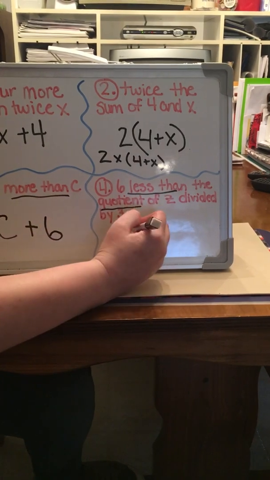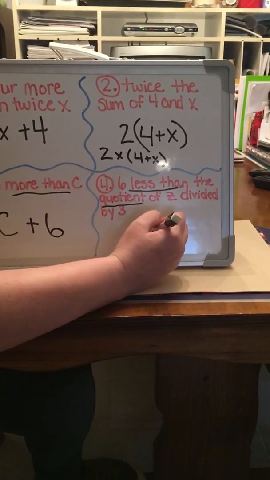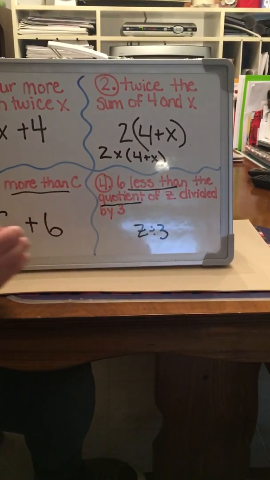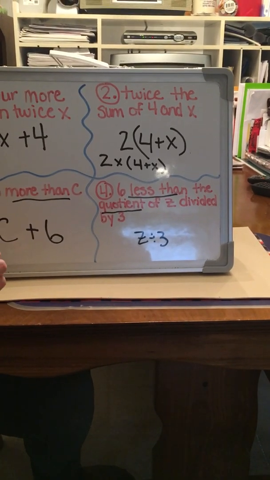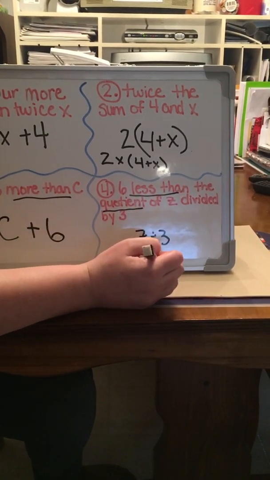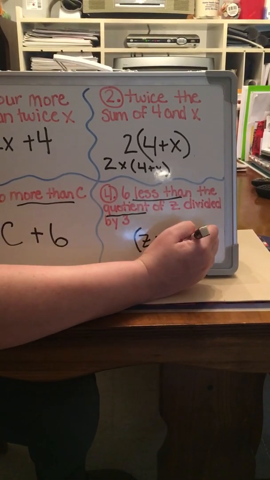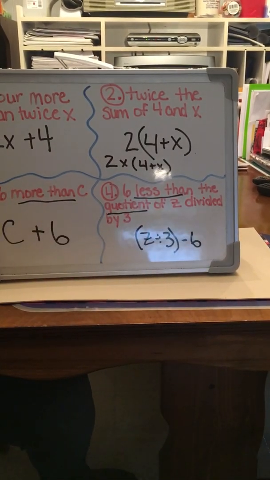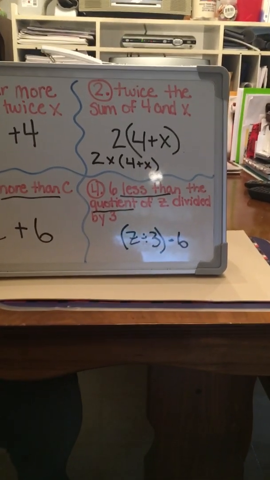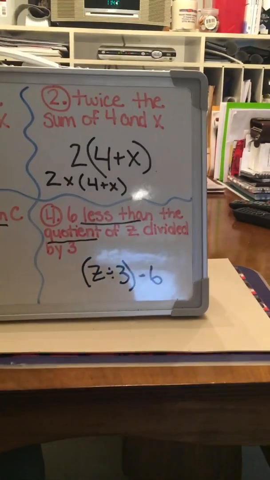In this case, I want to do Z divided by 3. And then I want 6 less than this. So in this case, I can put the parentheses around. I don't actually need to, but I could. And then I could say minus 6. Or I can just go Z divided by 3 minus 6 with no parentheses.